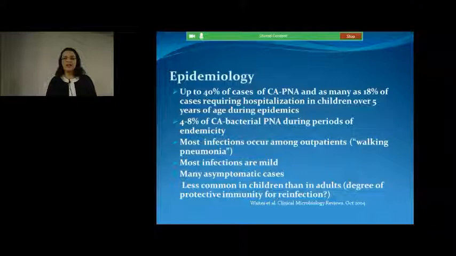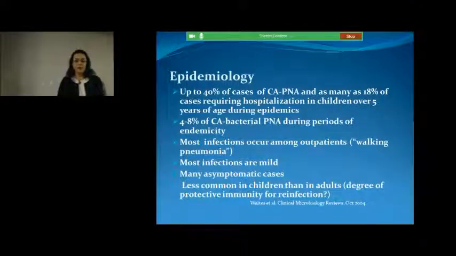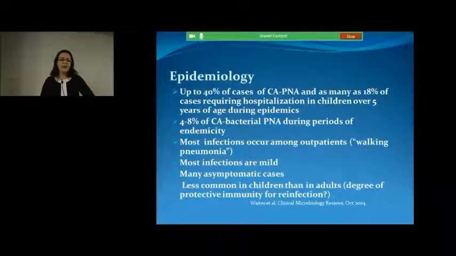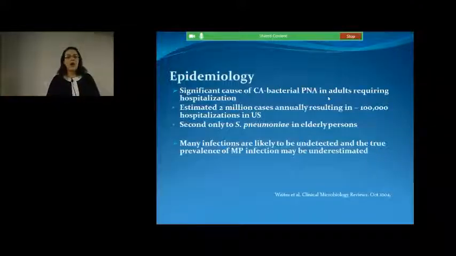Most infections are mild. It is postulated that many cases are asymptomatic. However, the asymptomatic status is less common in children than in adults, maybe because of the degree of protective immunity for reinfection that is present in the adult population. However, Mycoplasma pneumoniae remains a significant cause of community-acquired bacterial pneumonia in adults requiring hospitalization.